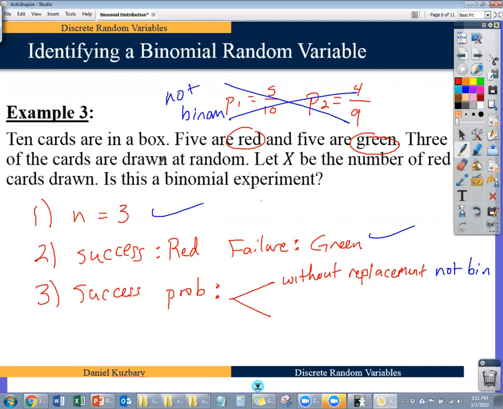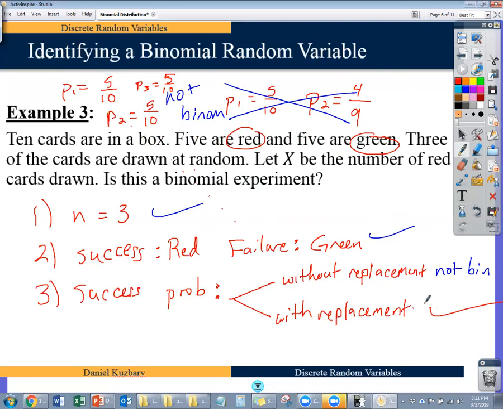Now let's imagine, because it's not clear in this problem, that we do replace the card. Then the chance that I pull one out the first time is going to be 5 over 10. Then I'm going to put it back so that I have 5 red cards and 5 green cards again. The chance I pull a second red card out is going to be 5 over 10 because I put the card back. The chance I draw it a third time is also going to be 5 over 10 because I'm replacing them. So if I put these cards back, then this is good. You see how that's true?